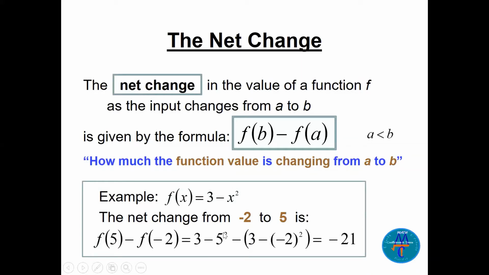So 3 minus 5 squared. And then there is a minus in the formula here. See this minus in the formula. F of minus 2. In the bracket, put minus 2 there in the x. 3 minus minus 2 squared. So we put minus 2 there. Simplify all these numbers, you get minus 21.